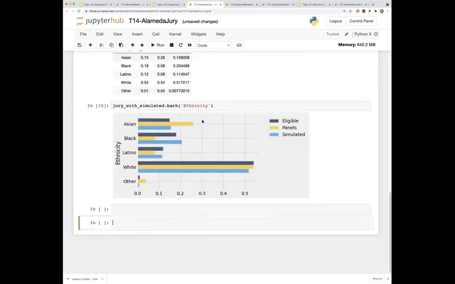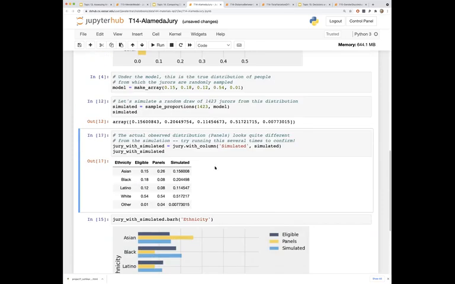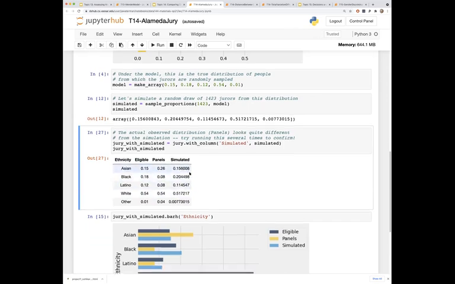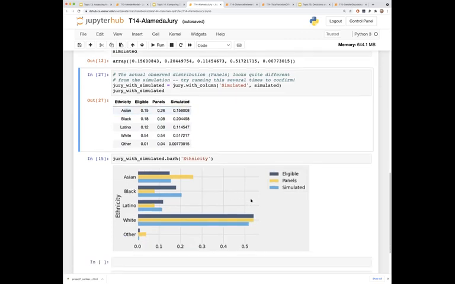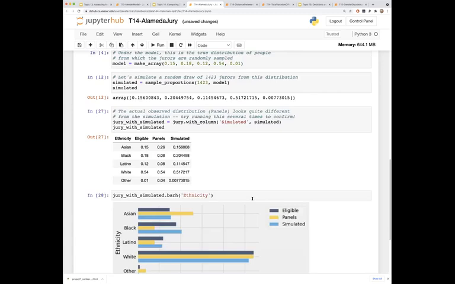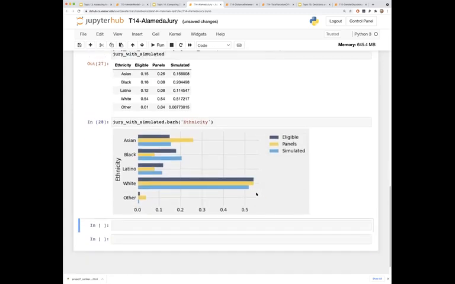If we run it, we can see the simulated value that we get seems in the ballpark of the eligible, and for certain categories it seems to be a little bit different, right? If we put all of them together in a bar chart, here we have the dark blue, who is eligible to serve on the panels, and who is actually on the panels and simulated.